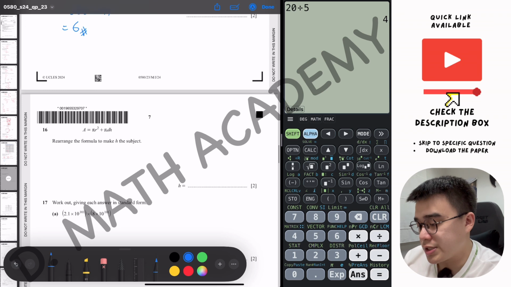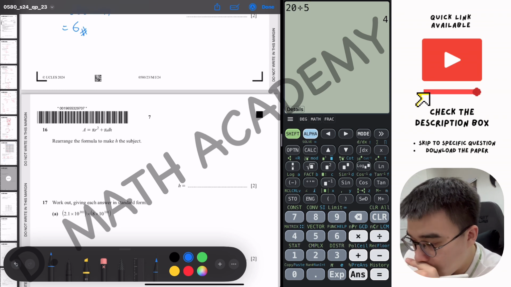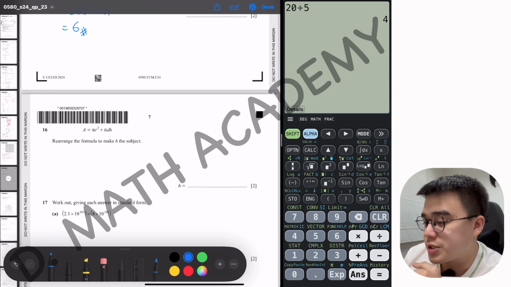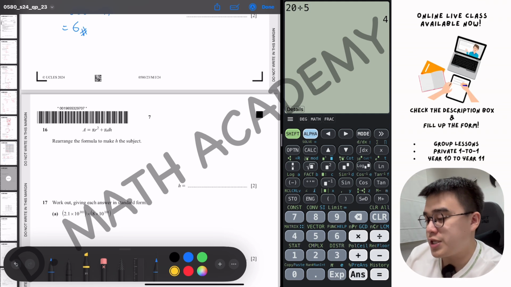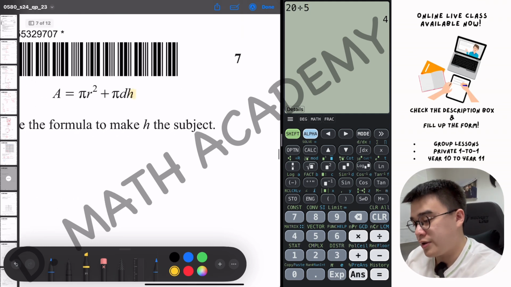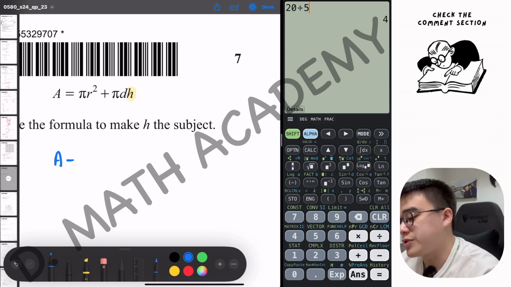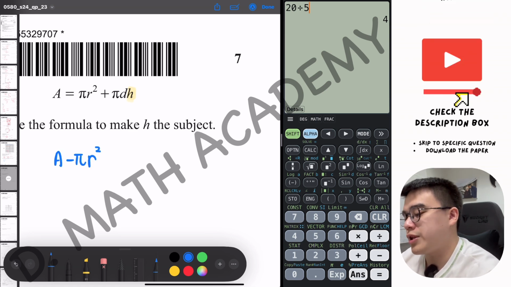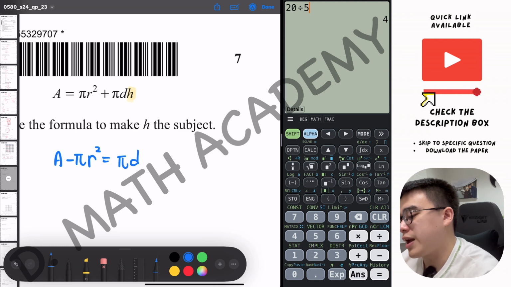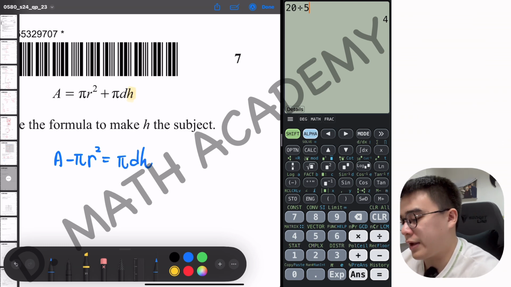Okay, question 16. Rearrange the formula to make h the subject. So the good news is there's only one h over here, which means our entire solution will be surrounding it. Since it's already positive, I won't be shifting it at all, leaving it at the back.